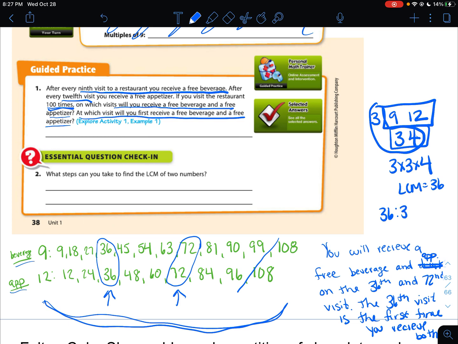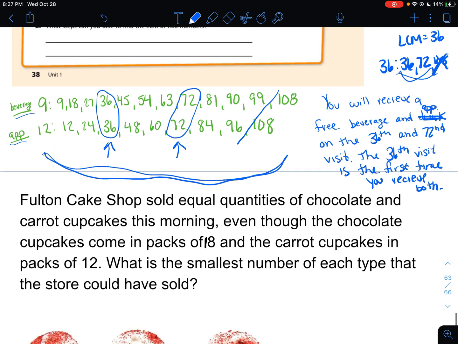And then 36's multiples are 36, 72, 108, which I only went 100 times, so I don't need 108. So that's how you would get it from the cake as well. Okay?